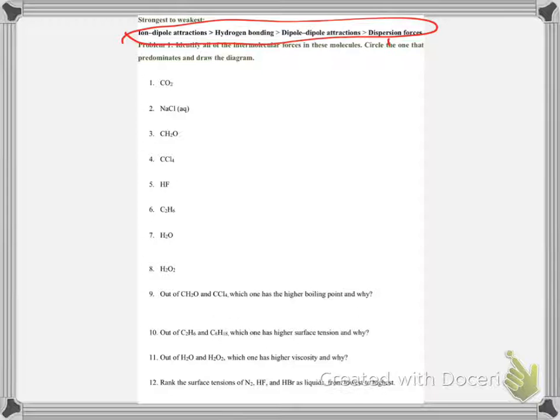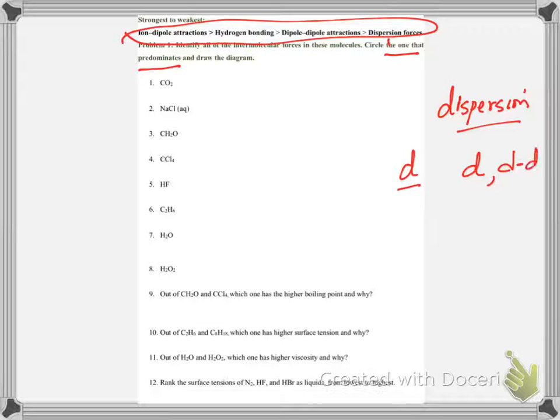So look at this question. What you have to do is, these are the different molecules, and you have to tell what kind of attractions are present in these molecules. And then you also have to circle the one that predominates. For example, first thing you're going to write down dispersion in all of them. And let's say there is one molecule that's showing only dispersion, but the other one is showing dispersion as well as dipole-dipole. Then in this molecule, you have to circle dipole-dipole, means the one that predominates.